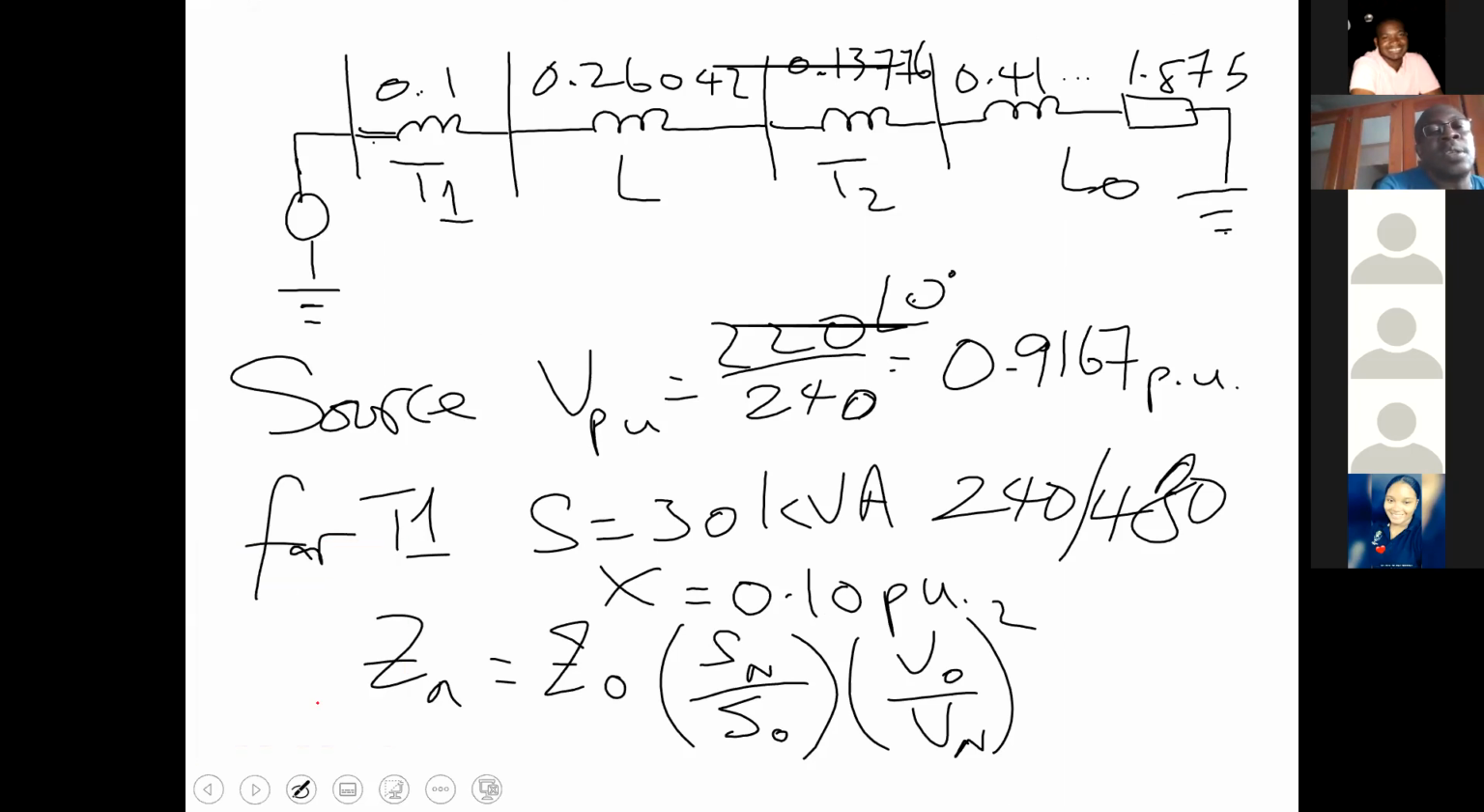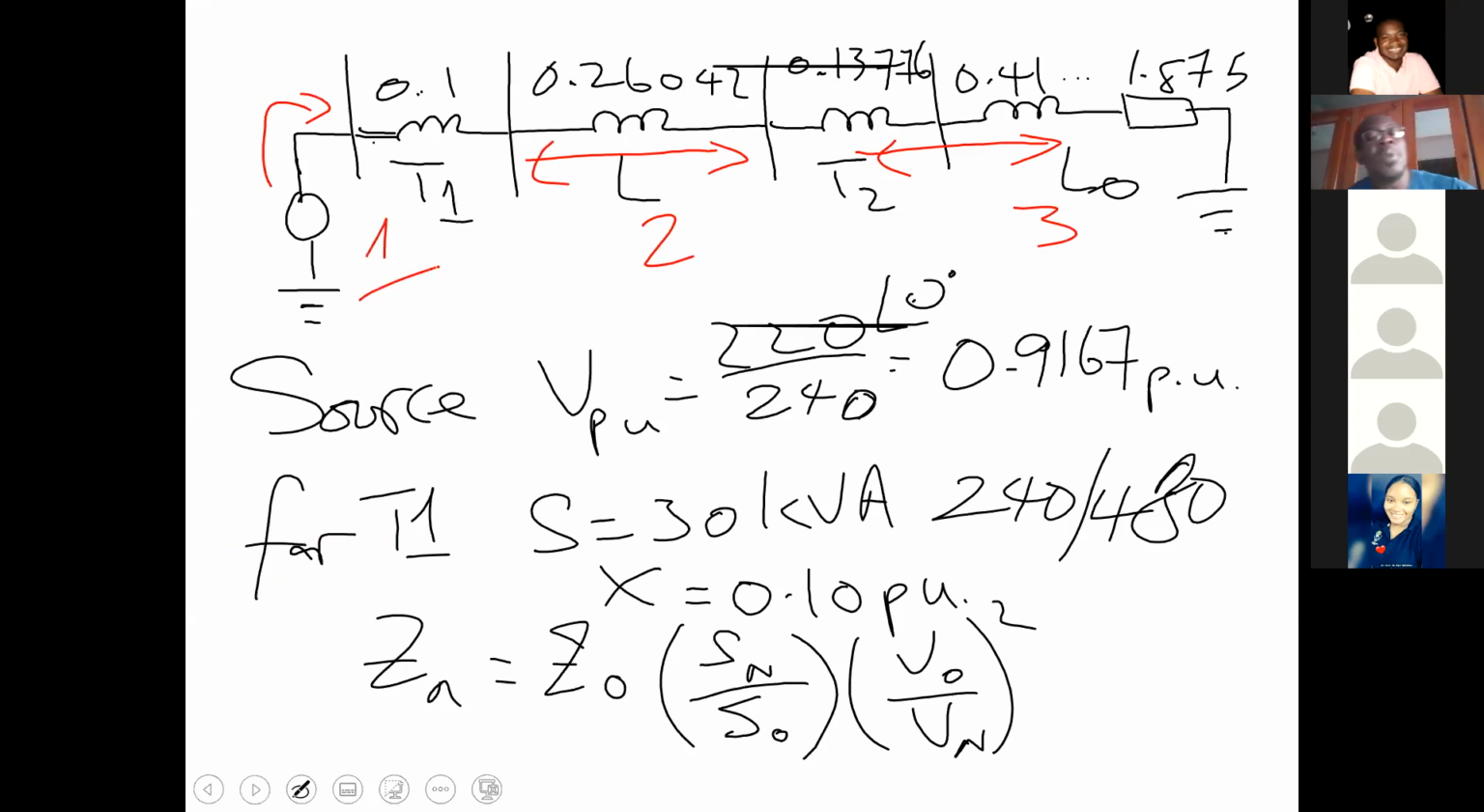So the base current here would be different from the base current here, would be different from the base current on this side. So this would be a zone 3, this would be a zone 2, and this would be a zone 1. So remember, if you want to find the current going into the transformer, you would use the base current in zone 1. Same per unit value, but you use the base current in that zone.